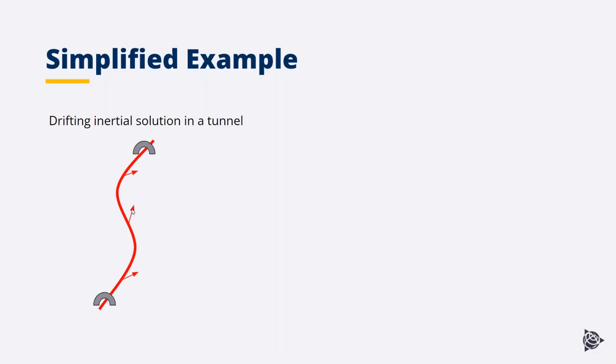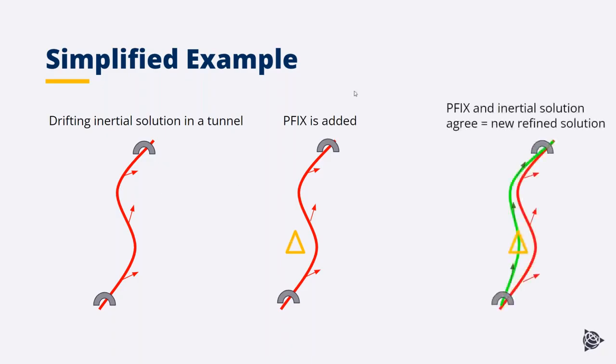We don't have any other observations to support that, so it's not very good. Then what we do, we add a pfix, position fix, this yellow triangle here. And if this pfix we add and the inertial solution agree, we get a new refined solution, which is in the green here. So the trajectory will go through this pfix location.